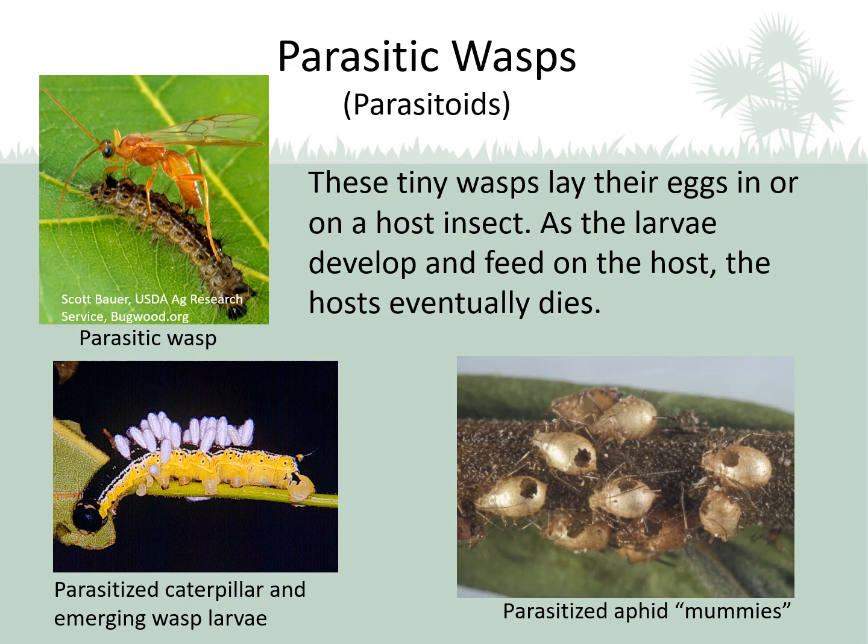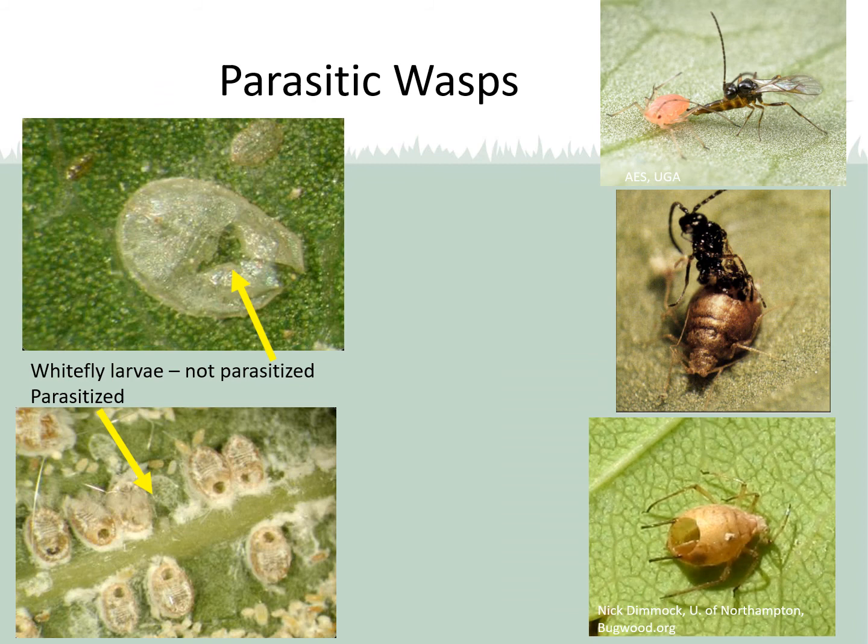This is also true for mole crickets. We have natural predators for mole crickets in Florida. Finally, here you can see the parasitic wasp. You can see how they parasitize the whitefly larva. And here you can see them going right after an aphid. That's pretty gruesome there. Very, very cool.